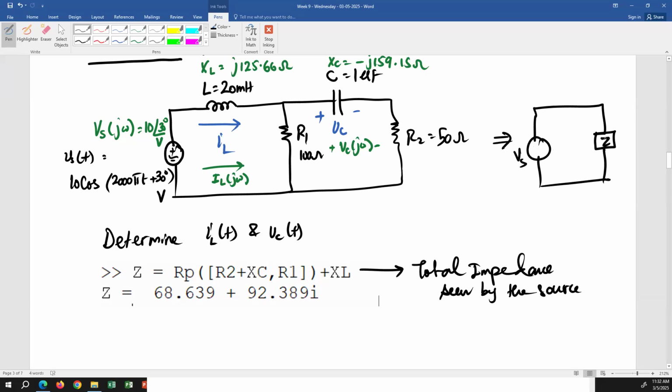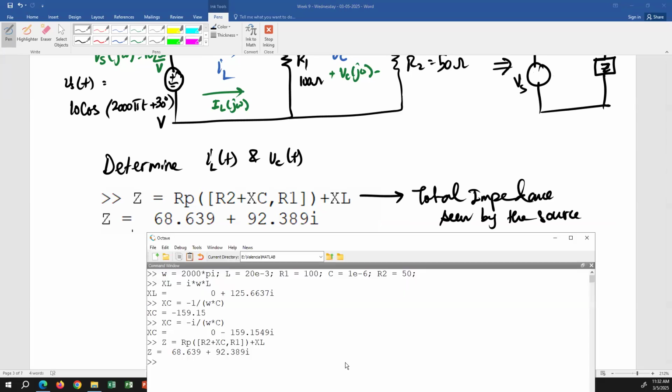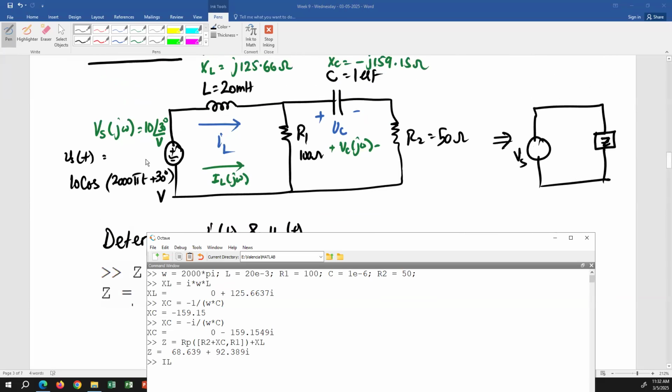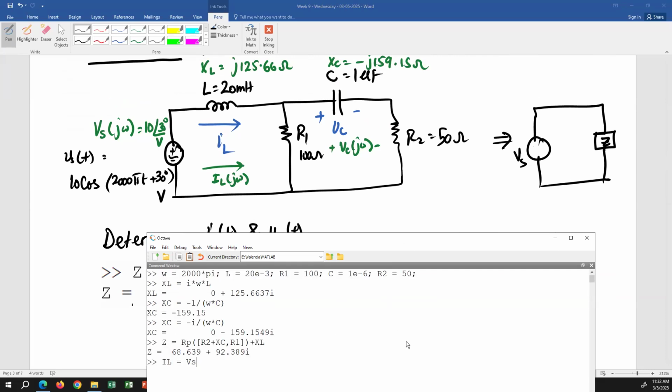Okay, so we have the total impedance, so we can find the current. So IL, this is going to be IL because IL is coming out of the source, going into the inductor. So IL is equal to Vs. Now Vs, I don't think we have defined Vs, so we're going to define Vs first. Now remember, in MATLAB again, you cannot give 10 angle 30 degrees. You have to convert that into rectangular form.